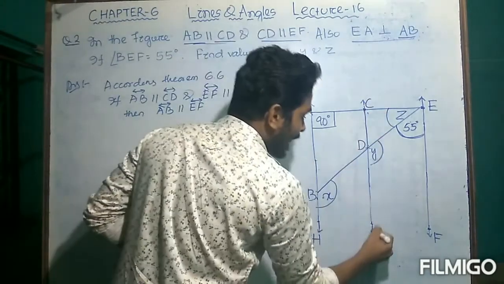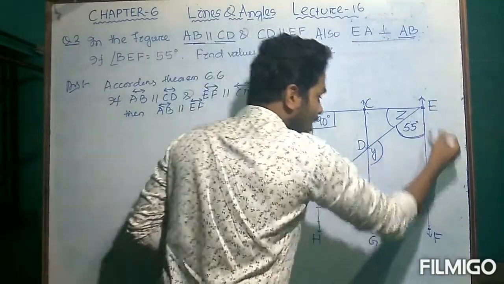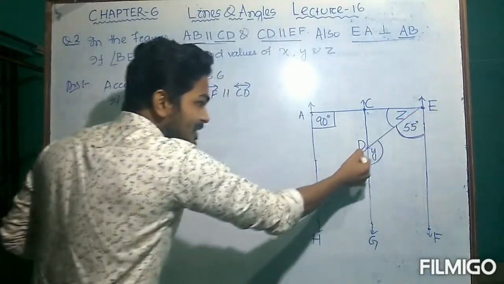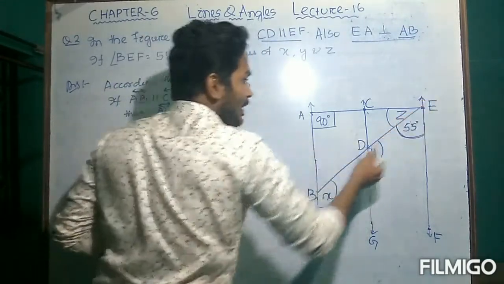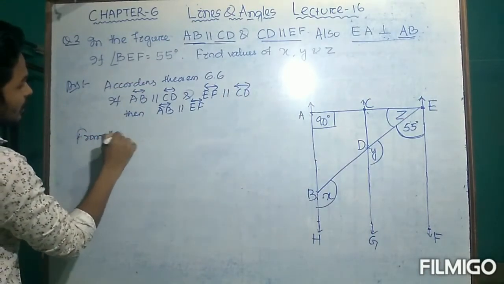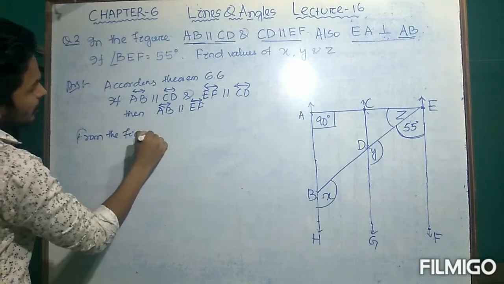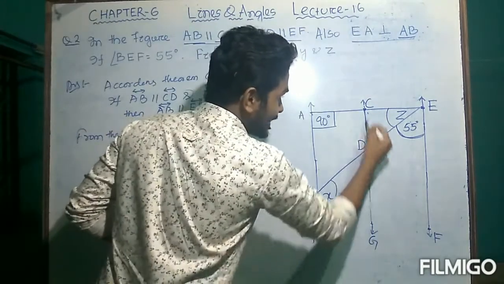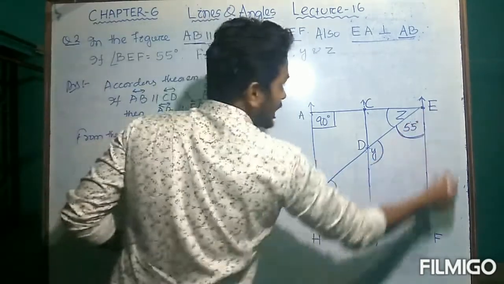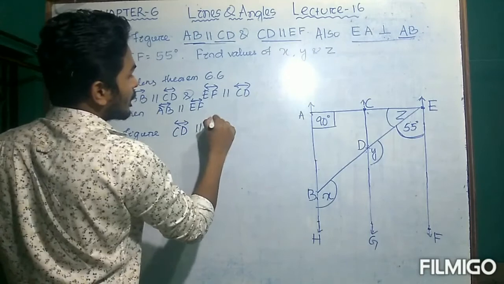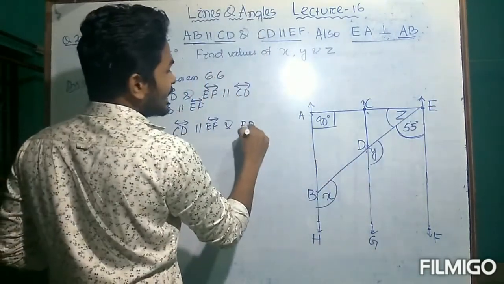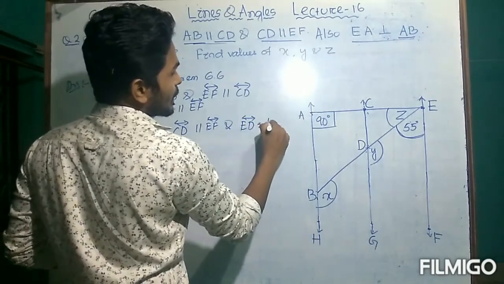So, how can you find it? See, if you consider the line CD and the line EF, both the lines are parallel. And this is a transversal line. Okay? So, write it. From the figure, CD is parallel to EF, and this is a transversal line. ED is the transversal.